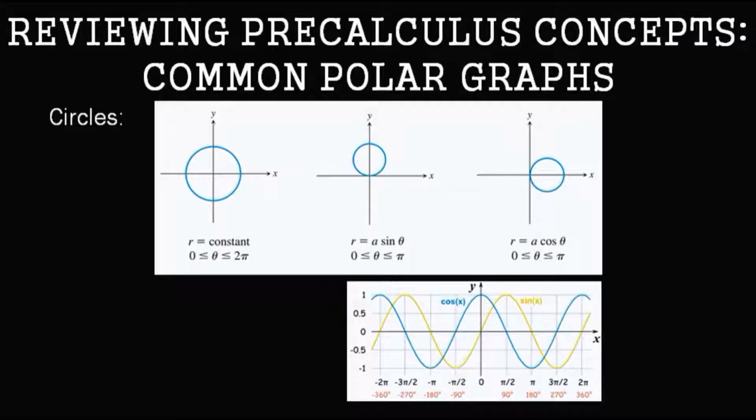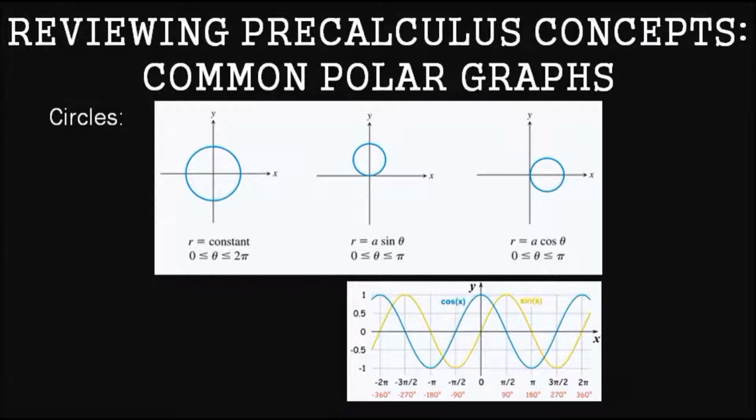Before getting into the calculus part of polar coordinates, let's continue by reviewing some common polar graphs, starting with circles. This first graph is perhaps the most intuitive because as the angles increase, the r value remains the same, or constant, because this is an r equals constant, any constant value graph.